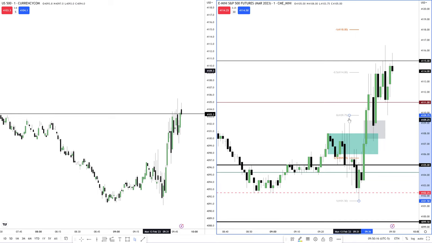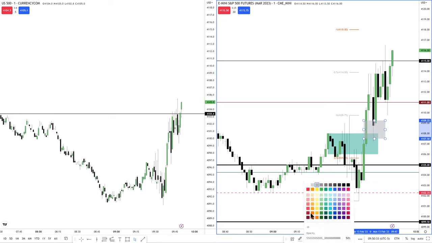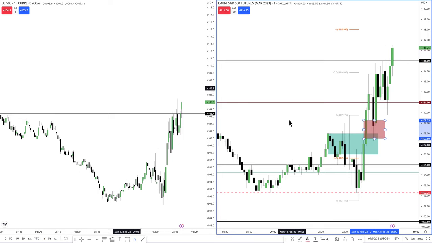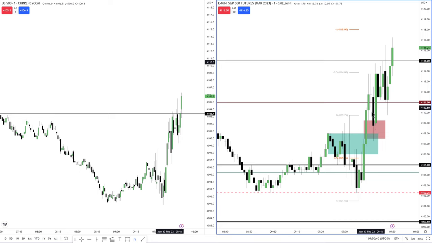But should this high be taken out, like it does here, notice the difference how this one runs through, closes through, and really rips higher, then comes back down into what? This buy side imbalance, sell side inefficiency, this shaded area. I'm going to change this color just so you can see it by contrast. Not that I want red, but we'll do that. Here comes that 4118 level. So we traded down into that.